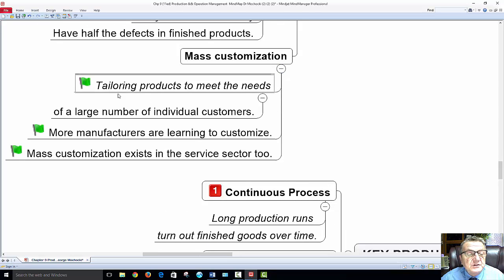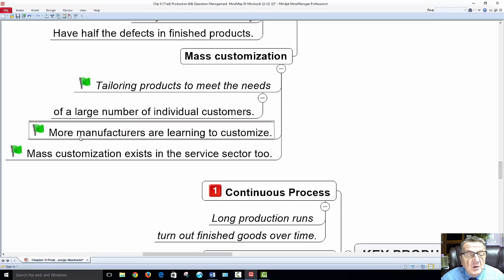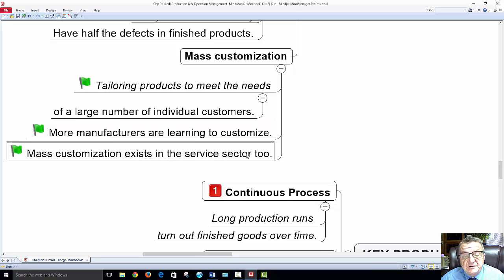Mass customization: tailoring products to meet the needs of a large number of individual customers. More manufacturers are leaning toward mass customization, and it exists in the service sector too. If you look at McDonald's, they're innovators, but they're losing market share. Part of the loss may be that people want something else. They don't want a pre-made Big Mac or quarter pounder.